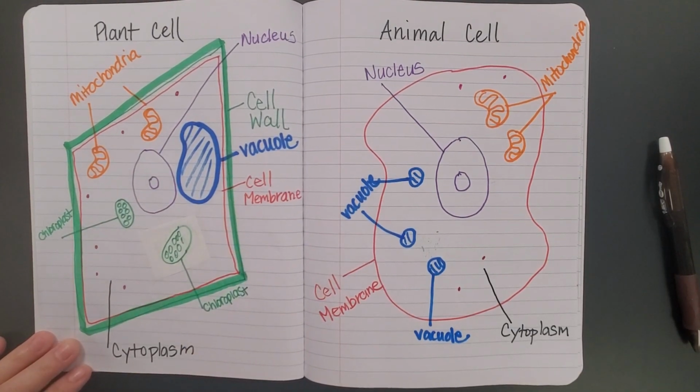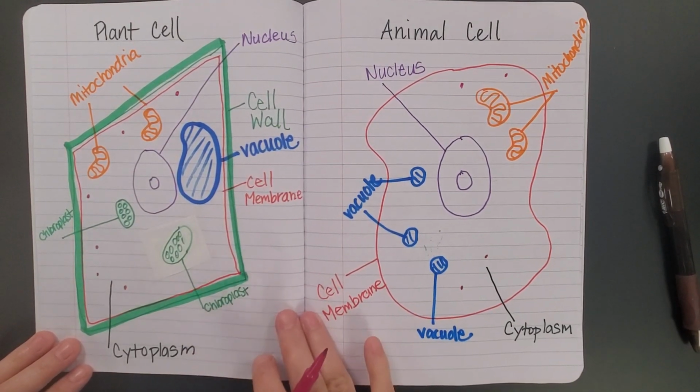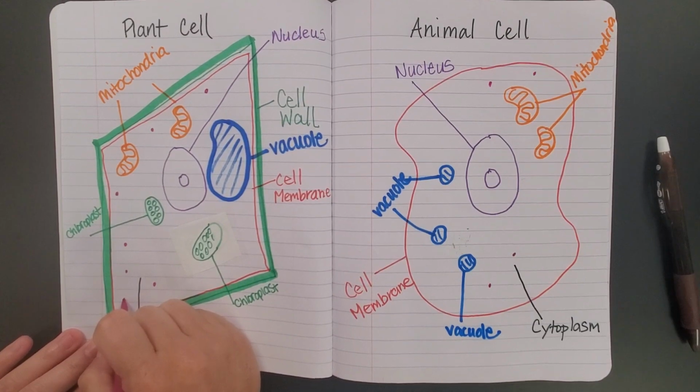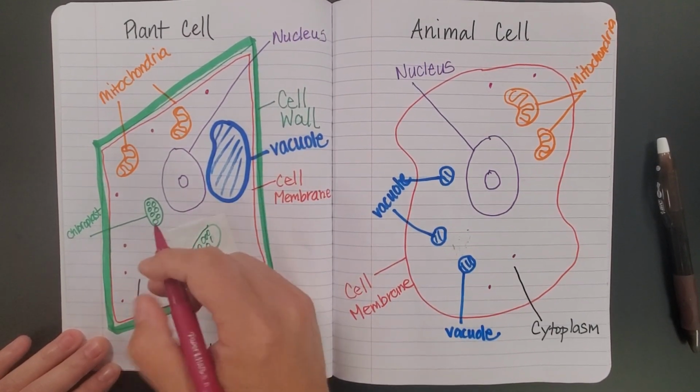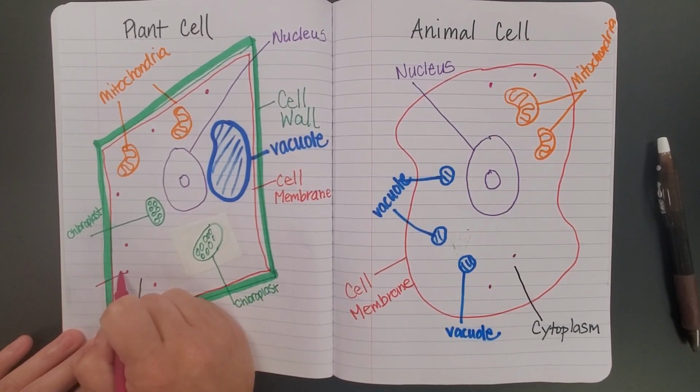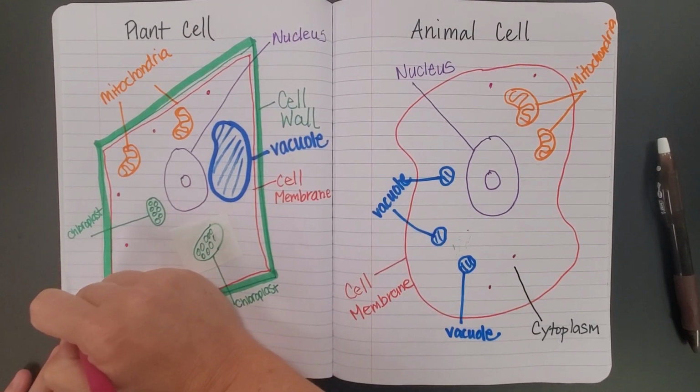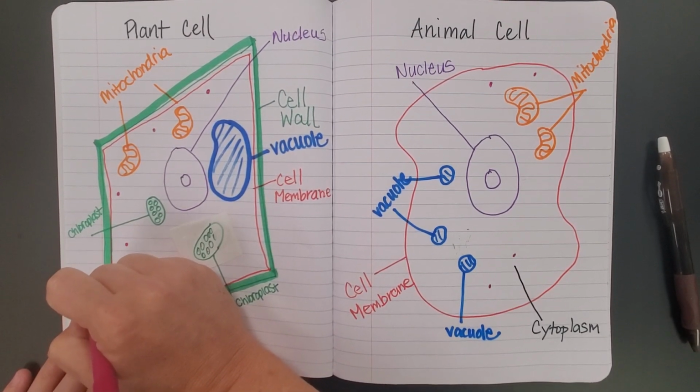Proteins are what your cell uses to make itself. So proteins are extremely important for the cell. So find a dot in both of your cells and label it ribosome.